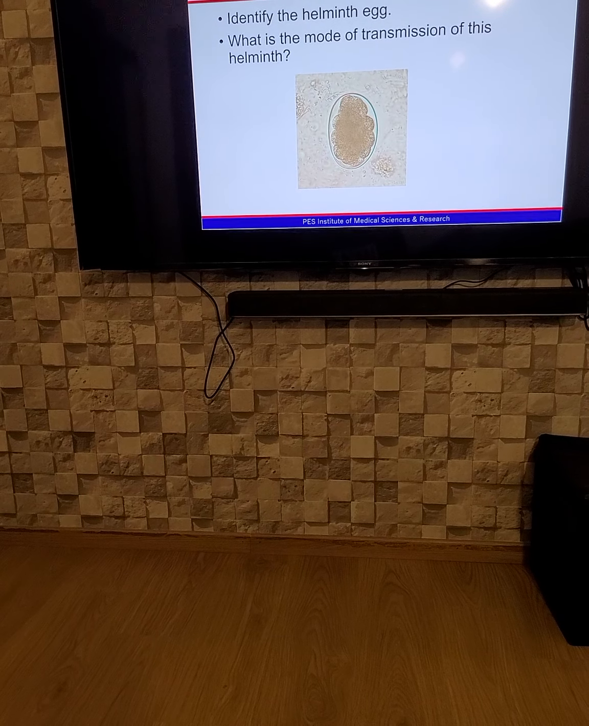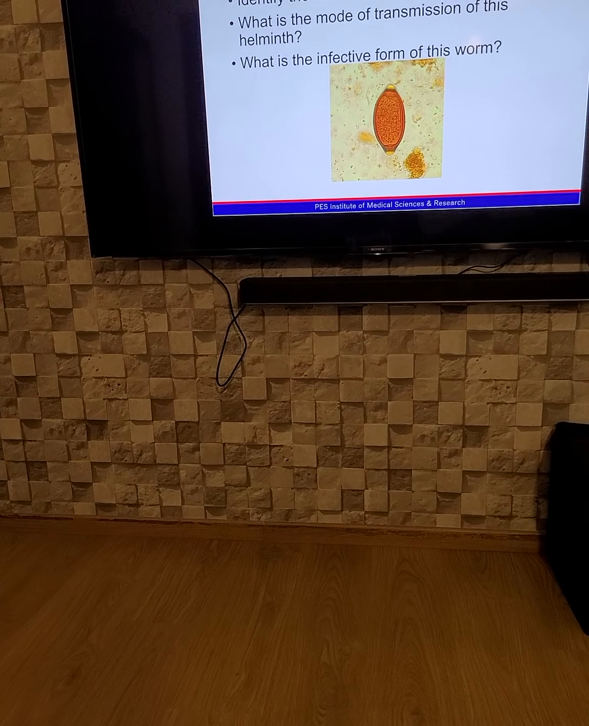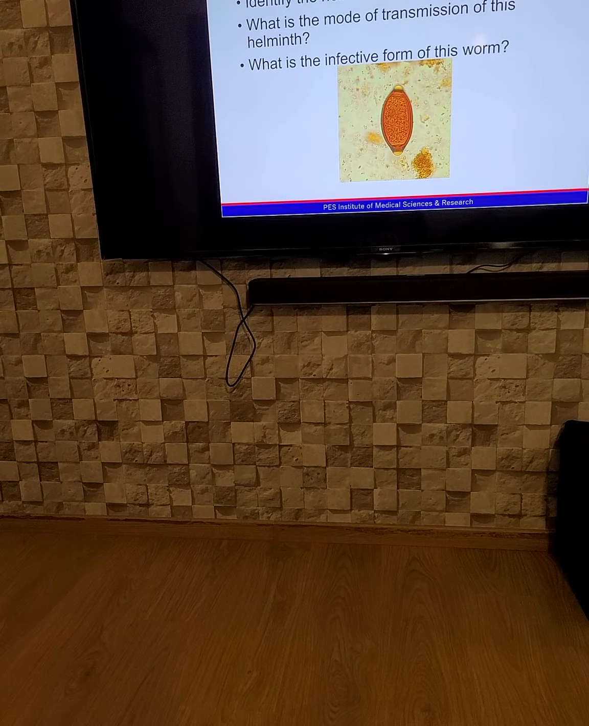This is an egg of non-bile stained hookworm. This is a whipworm egg, bile stained with mucus plugs at both ends.